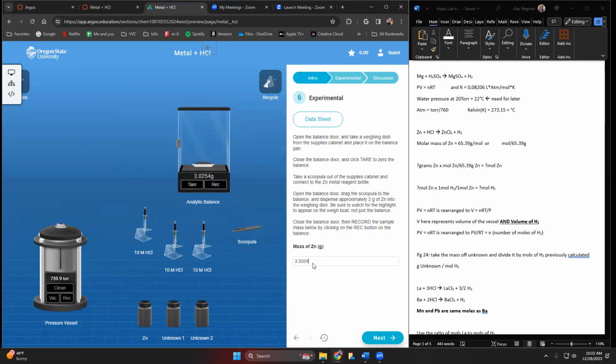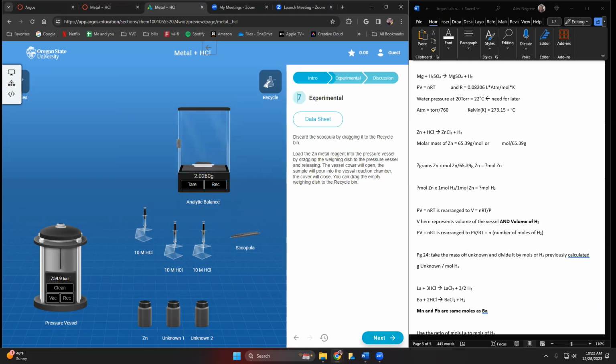And again, I'm going to put my value in here and start that up. 1 gram, 2 grams. And I will hit record. So now my value of zinc is recorded there. We'll get rid of the spatula, so just like it says here, and load the zinc into the pressure vessel. So we're just going to put it over here. It's highlighted blue. It dumps it in there, and we can go ahead and get rid of that as well.